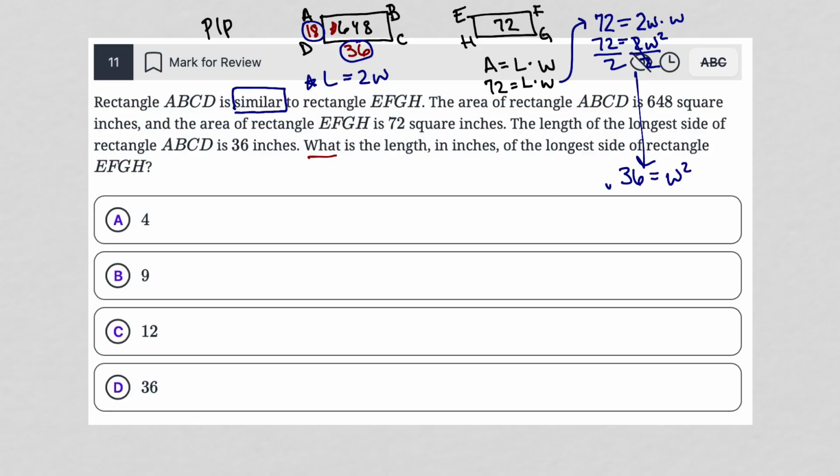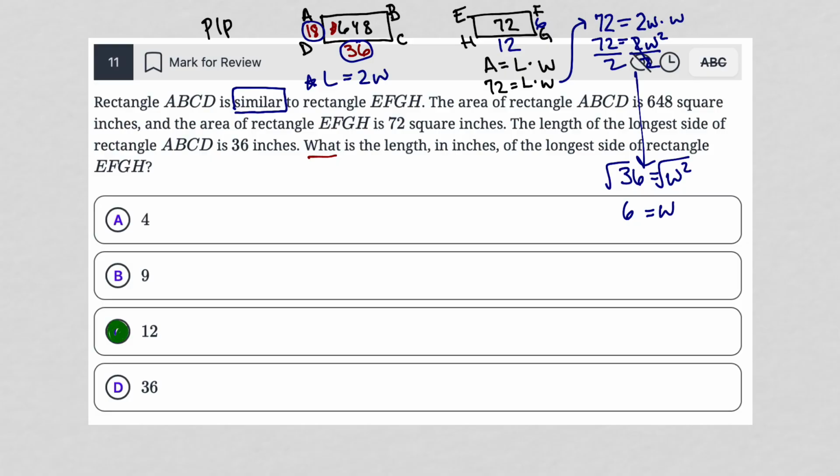And then if I square root both sides, I get 6 is equal to W, which would mean 6 is the width, but that would also mean that 12 must be the length because I know that the length is 2 times the width. And that's true, right? 12 times 6 is 72. 12 is 2 times the width, I'm sorry. And therefore, I'm going to choose C as my correct answer here.